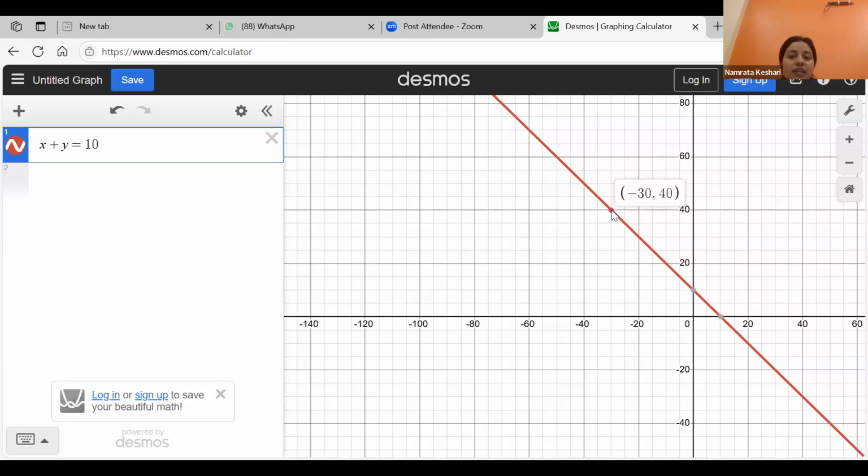x can be 30 and y can be 40. Is it true? Yes, ma'am. It is true. x can be negative 30 and y can be 40. Or maybe x can be negative 50 and y can be positive 60. This way I'm just showing you positive or negative integers, but there are how many such possibilities? Let me show you. Decimal number. Another decimal number.